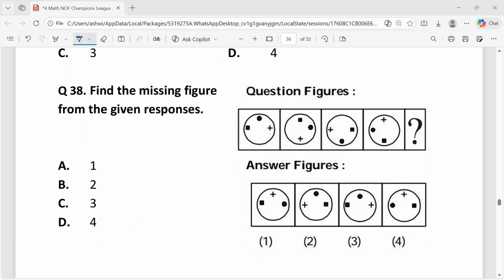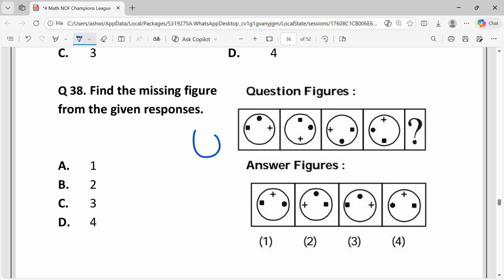Question 38. Find the missing figure from the given responses. In the question figure, we can see that the 3 figures inside the circle, the square, the circle, and the plus, are rotating in an anti-clockwise direction. So, in the next figure, this plus sign from the top will move to the right. The circle from left will move to the top, and the square from bottom will move to the left. From the given options, the correct option is 3, that is C.